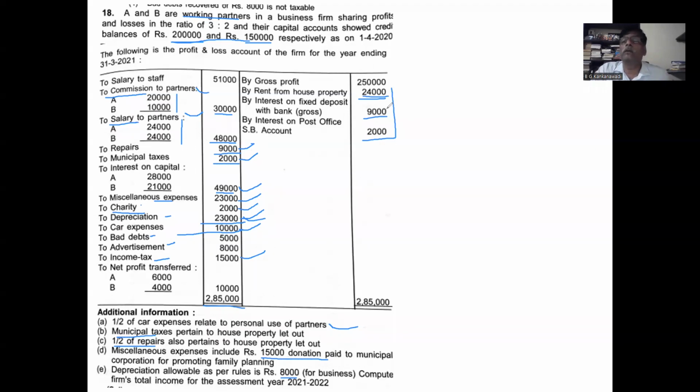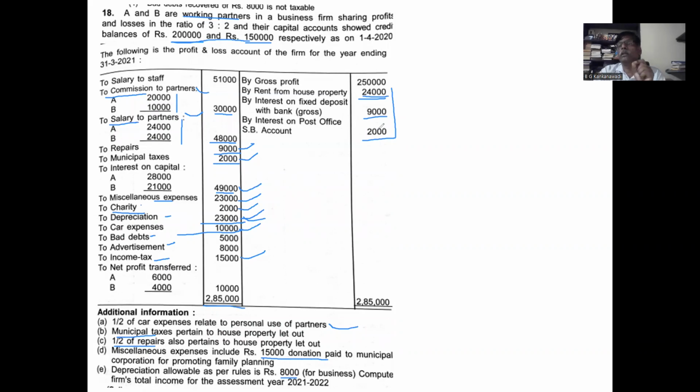Thereafter, you calculate income from other source. Third head, other source. Regarding other source, there are two items. One is interest on FD. Second is interest on POSP account. Interest on FD is 9,000. That is taxable. Interest on POSP account is 2,000.